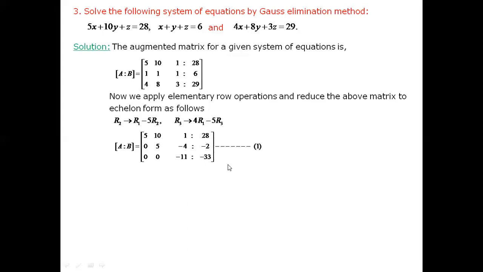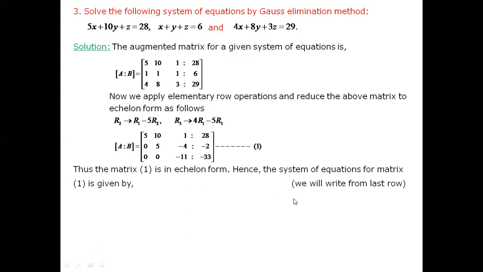So let us write the equations starting from the last row. So here, see, x is 0, y is 0, but the z coefficient is minus 11. So it is minus 11 into z equal to the RHS, minus 33. See this, minus 11z equals minus 33. So z becomes minus 33 by minus 11. It gives 3.